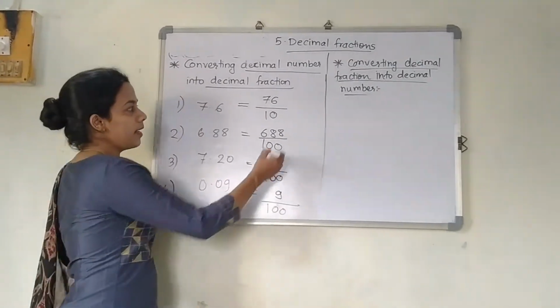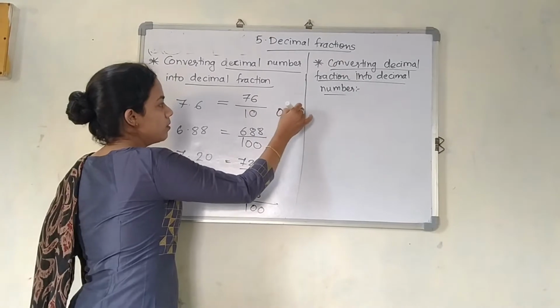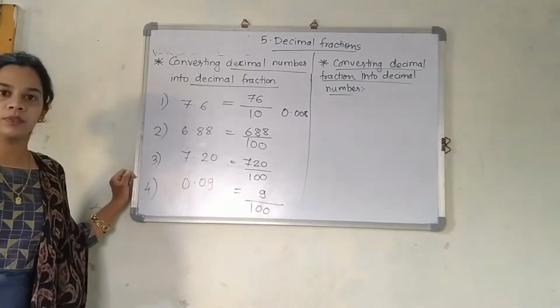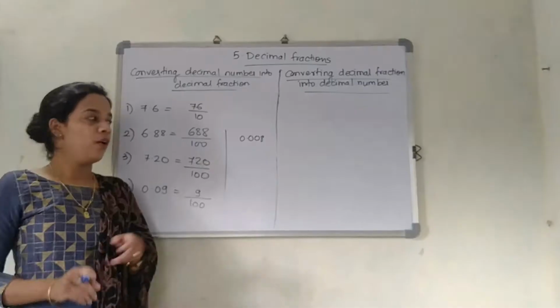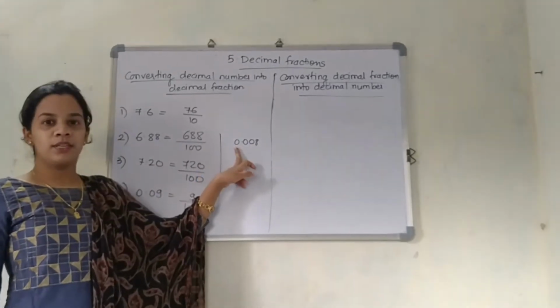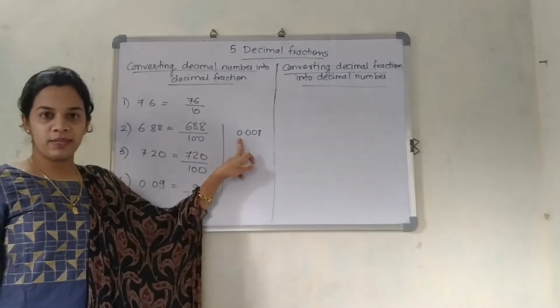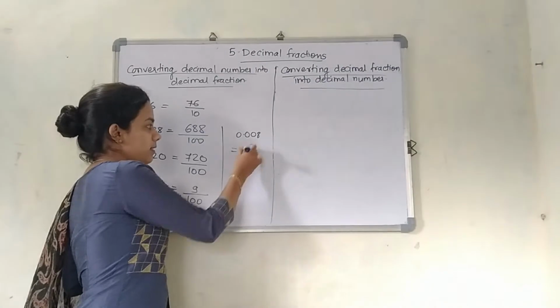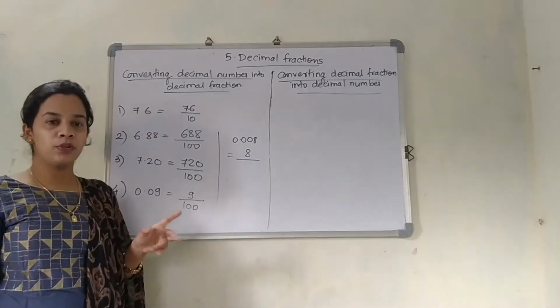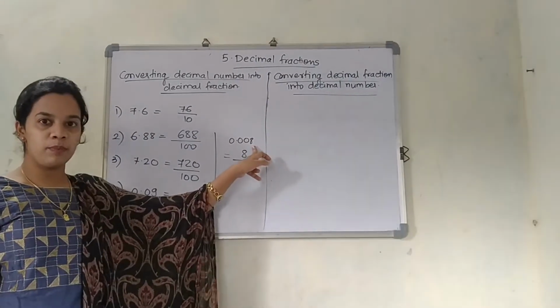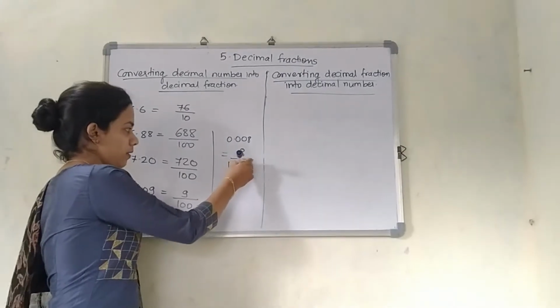If the question is like 0.008, what will you do? You will write 8 on top. So now this number 0.008 we are going to represent. I have told you, write down 8 as it is. At the denominator place, what will you write? 3 numbers after the decimal point, so 3 zeros after 1.